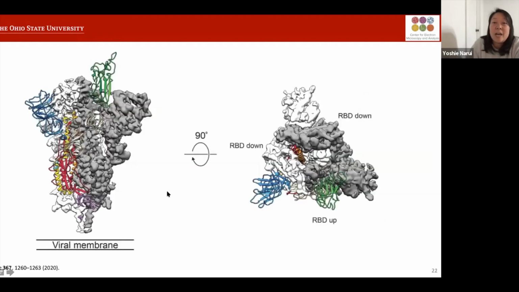So if we go to this, we can see the map that came from that data. In white and gray, those are the other monomers. You see in ribbon, there is one monomer that's outlined there. The green domain is the receptor binding domain, and in this case, this is in the up conformation. So this portion is sticking up. It can also be in a down conformation.